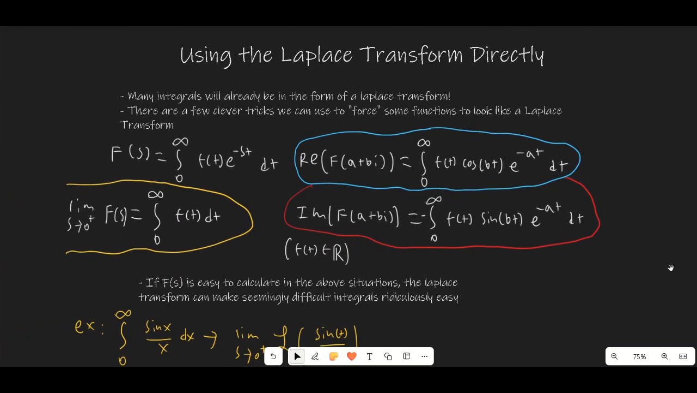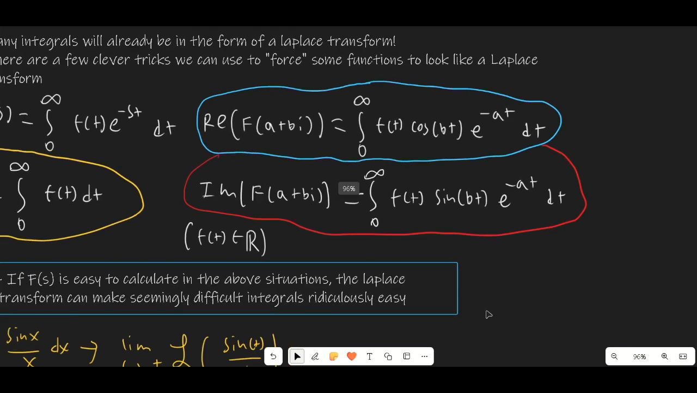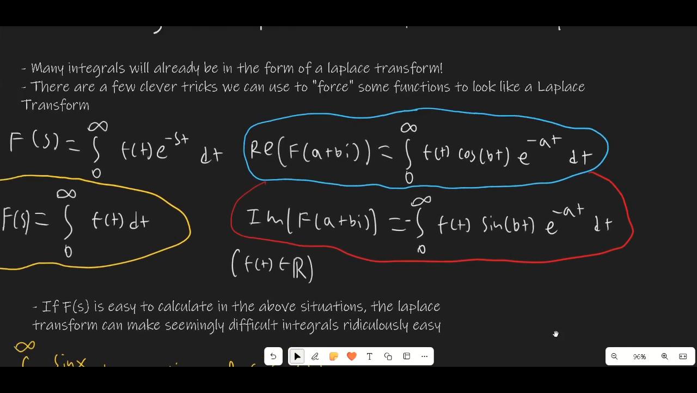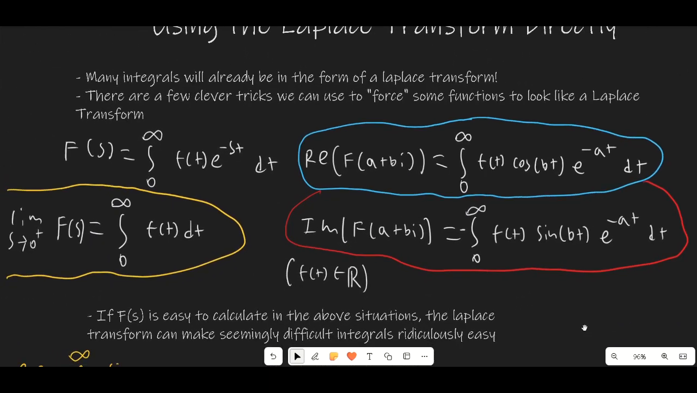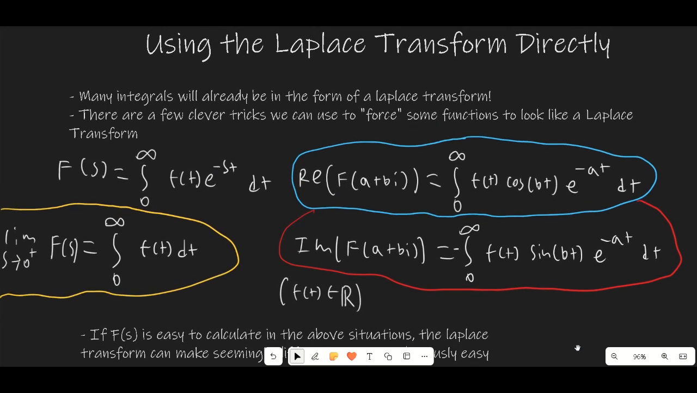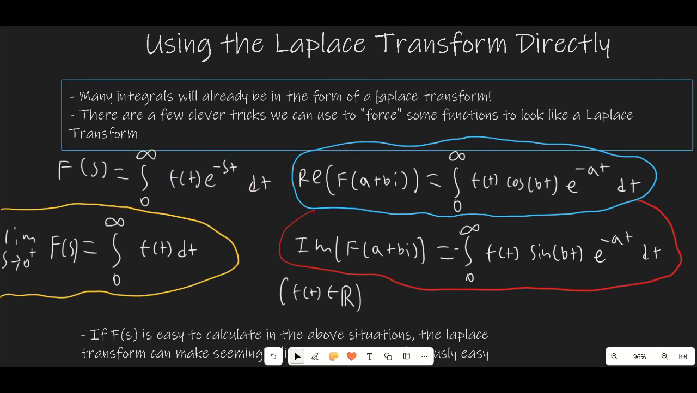So first we're going to talk about applying the Laplace transform directly. Many integrals will already be in the form of a Laplace transform, so it'll just look like the integral from 0 to infinity of f of t times e to the negative st. And in that case, you're going to want to use those rules of the Laplace transform to go ahead and try and plug in and figure out a situation where you're going to be able to calculate the Laplace transform.